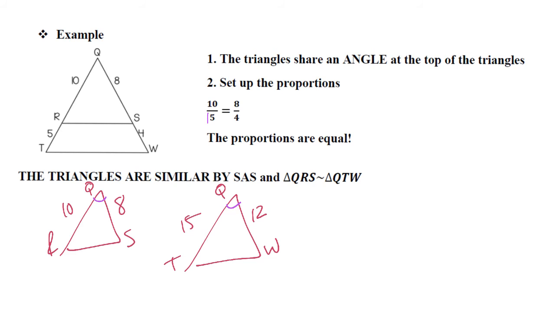So 10 over 15 and 8 over 12. When you cross multiply, 10 times 12 is 120. 8 times 15 is 120. They are proportional, so they are similar by side, angle, side.